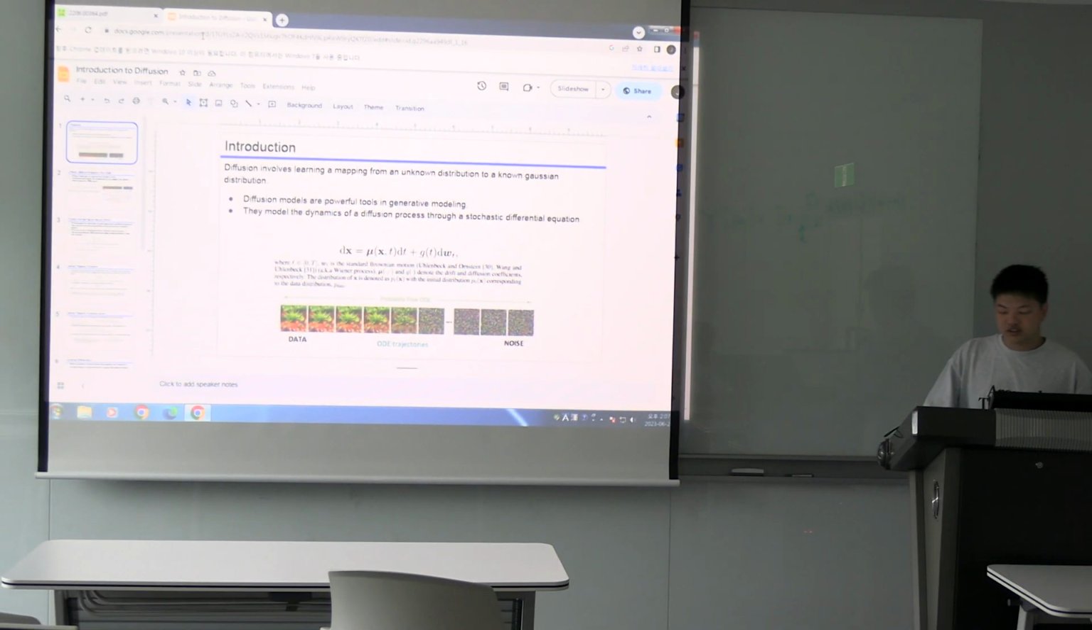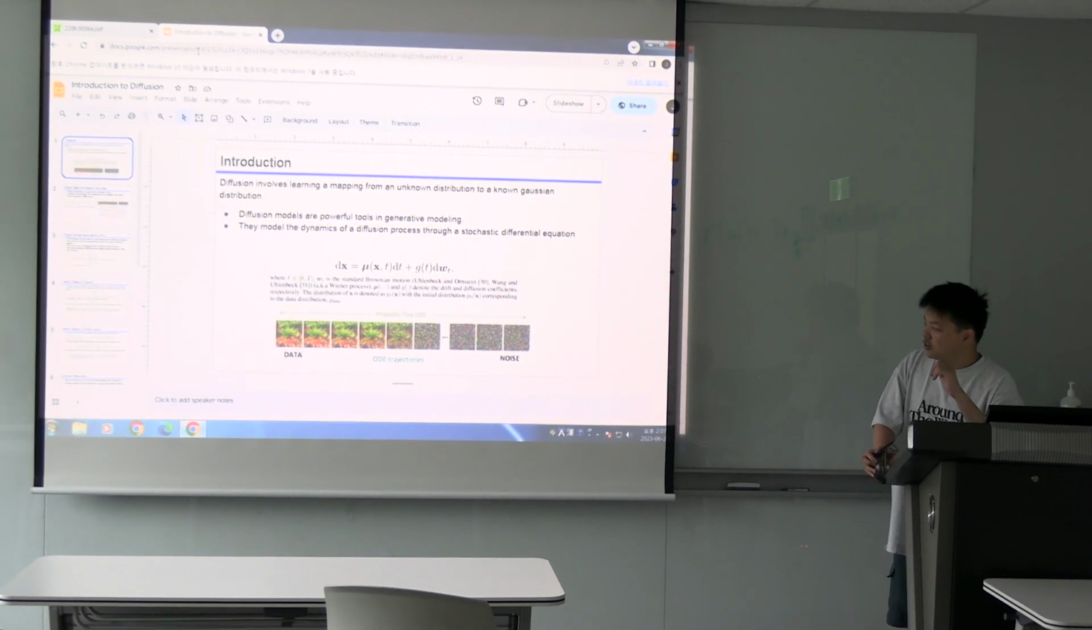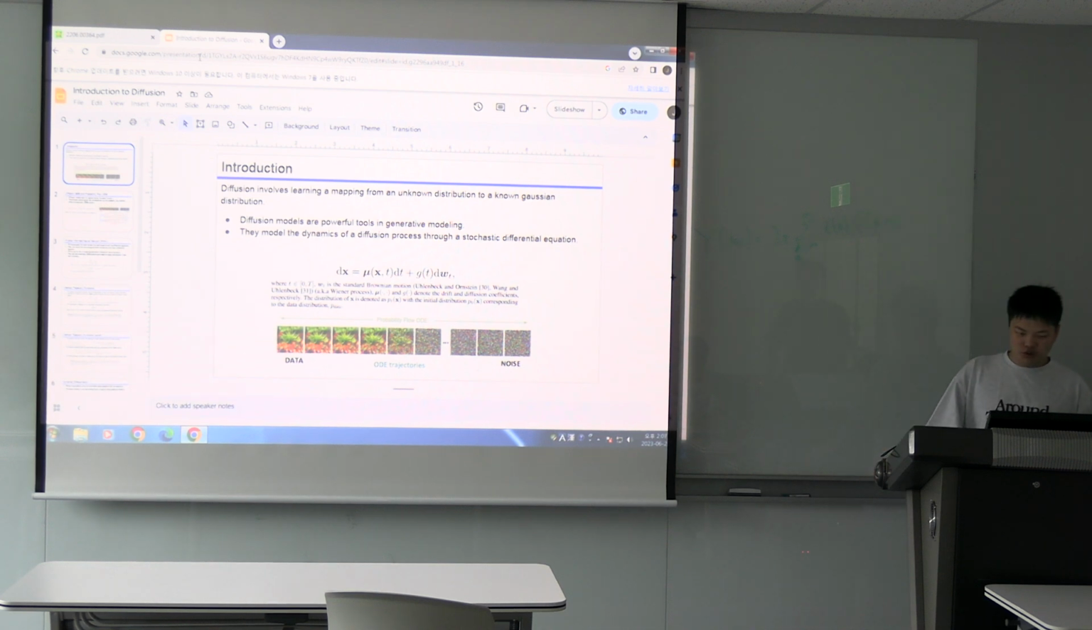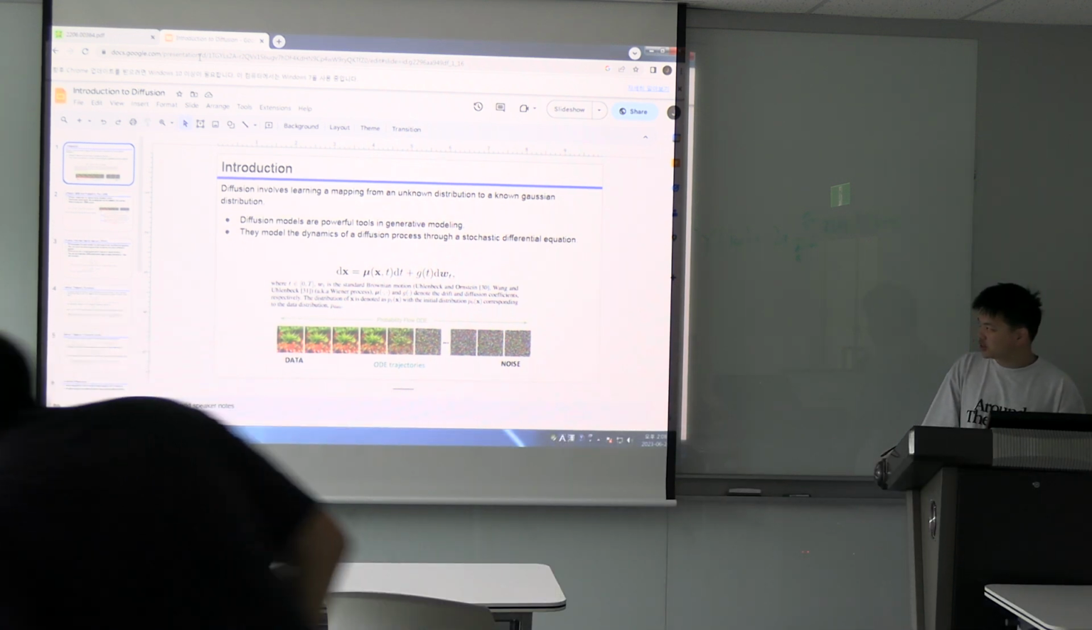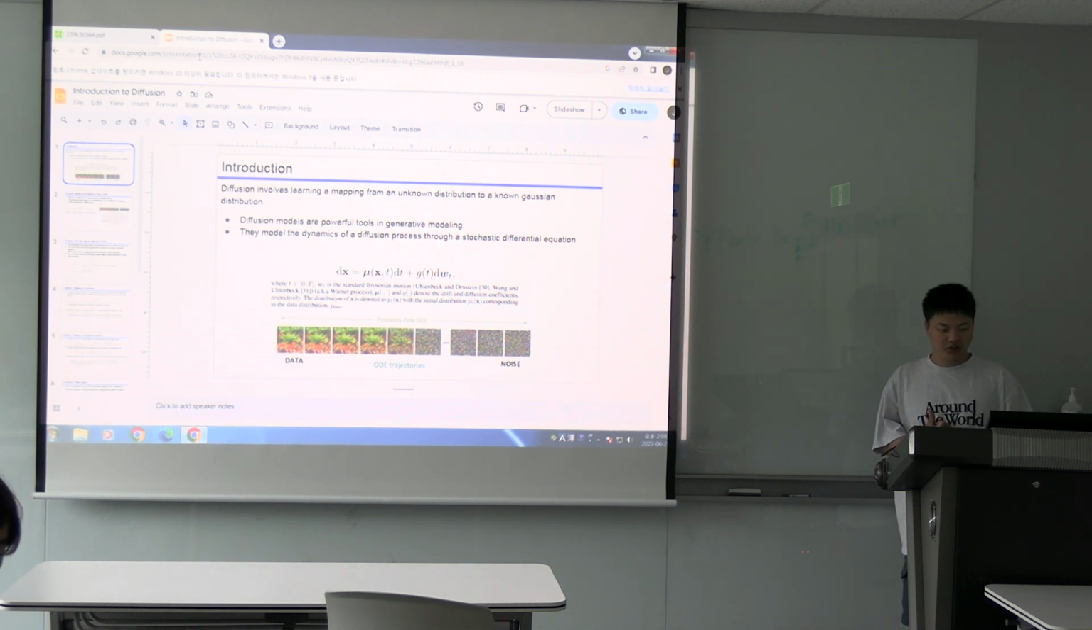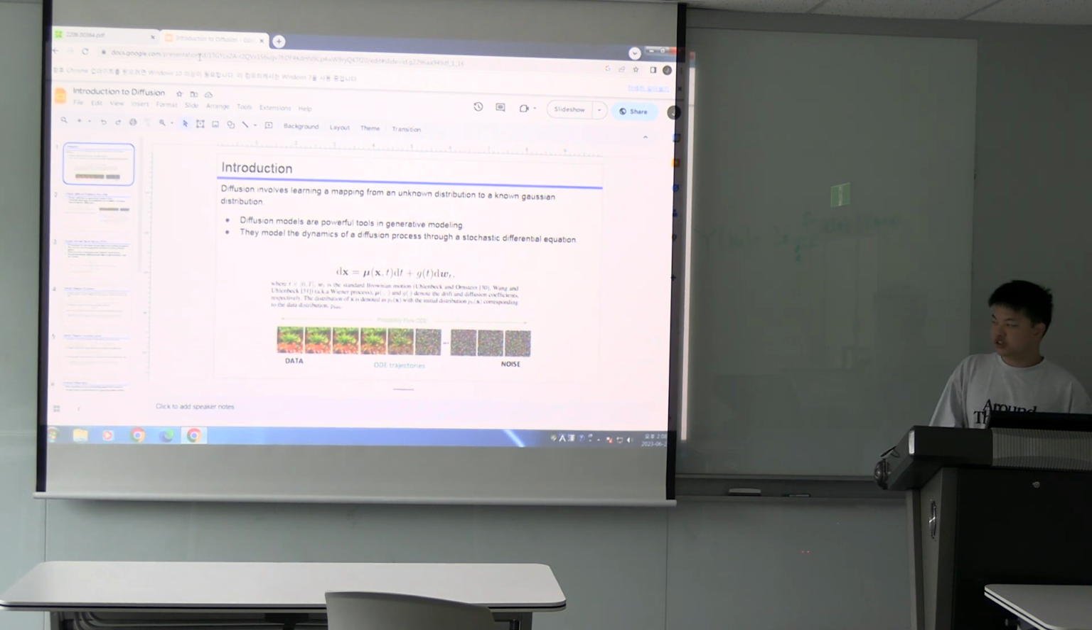Diffusion models are mainly about learning a mapping between an unknown distribution and a known Gaussian distribution. As such, it's used as a powerful tool for generative modeling. A diffusion model can be described as learning the backwards stochastic differential equation described below, with mu describing the drift coefficient and G describing the diffusion coefficient, where dW is the Wiener process, which is basically adding little Gaussian noise.